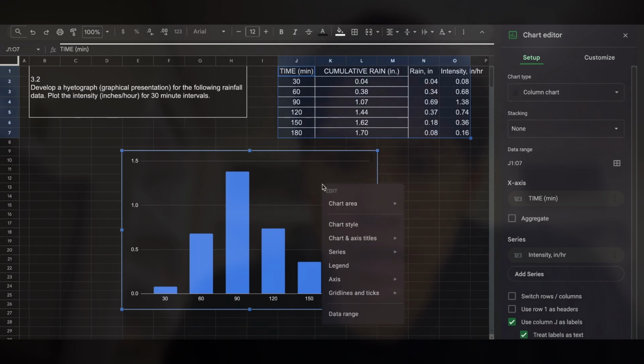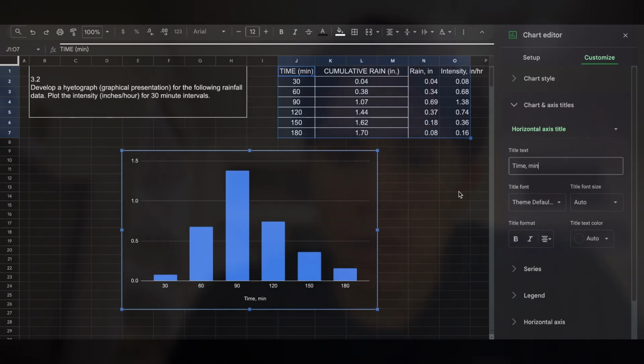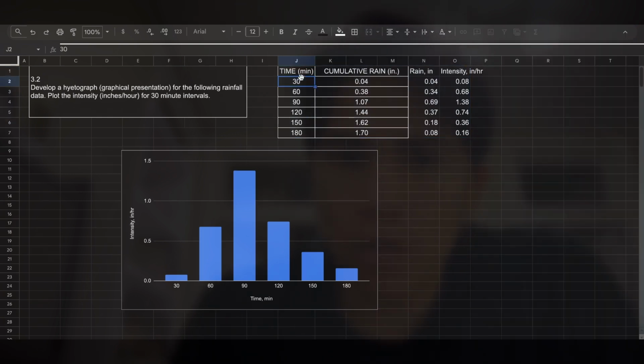We'll just need to add the titles. Horizontal axis title will be time, in our case in minutes. And vertical, intensity, inches per hour. Okay, so this will be the hyetograph according to the data that we were given. And usually a hyetograph is represented without these gaps, so you can do a little more work and eliminate the gaps and make all the columns right next to each other.